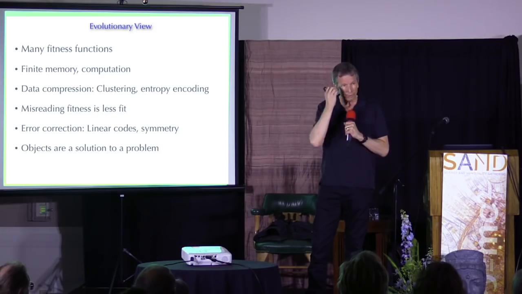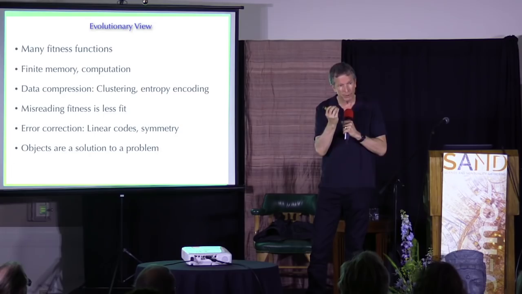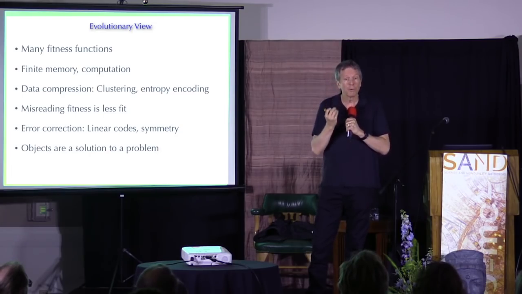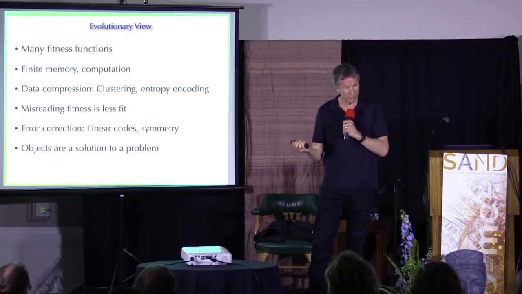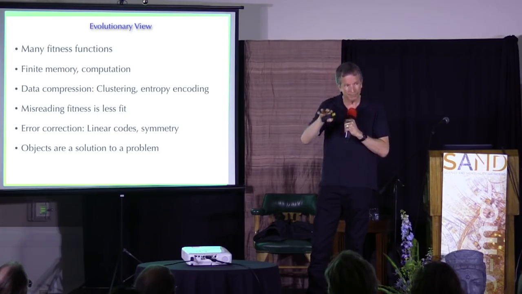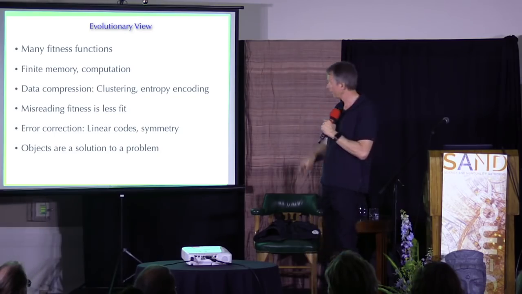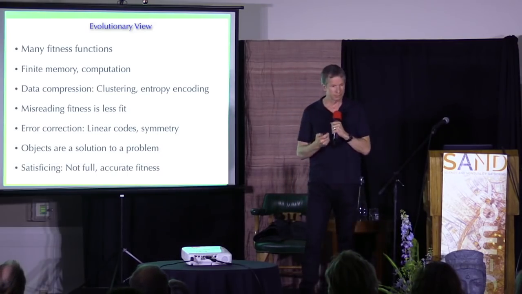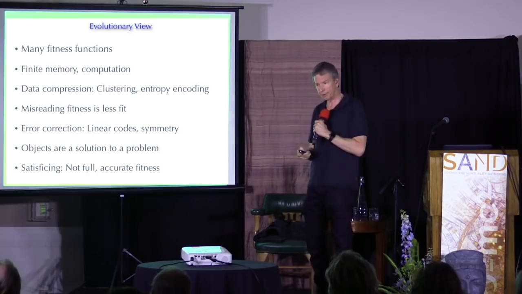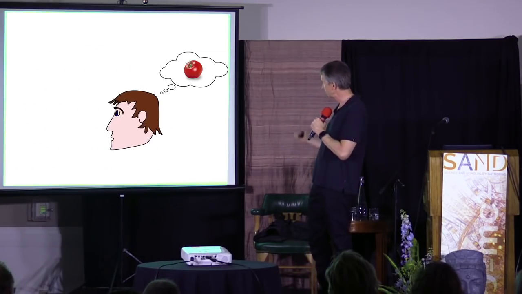We have finite resources. So we need some kind of perceptual format that will give us enough information about fitness to keep us alive, but not so much information that we're overwhelmed. And objects are a solution to that optimization problem. The reason we see objects is because they are a compact format for giving us information about fitness and have nothing to do with truth. So our perceptions are satisficing representations of fitness, just enough to keep us alive.